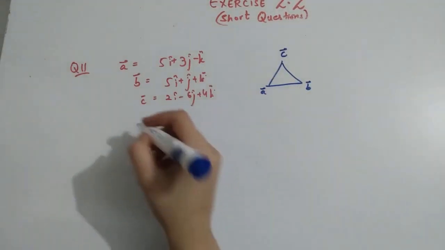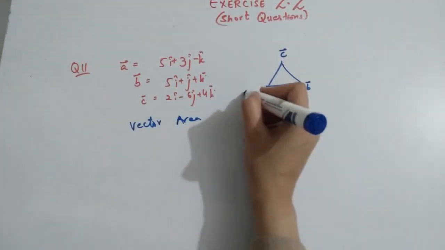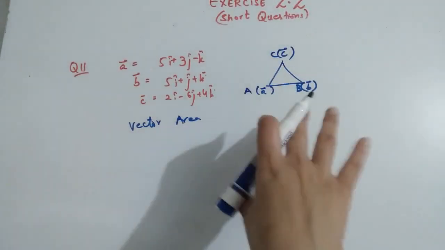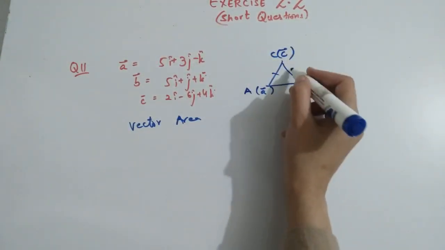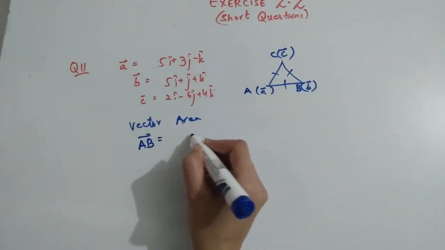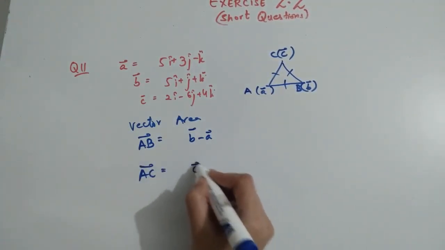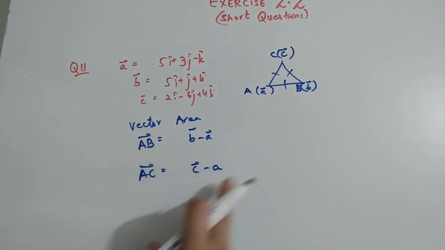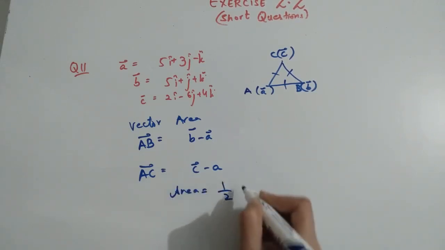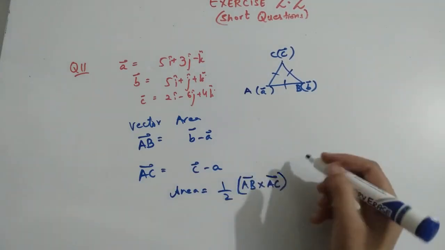Also in question number 11 you have to find the vector area of a triangle where A, B, C are the position vectors of A, B and C. These are the position vectors, so these are actually the vertices. So to find the sides of triangle you have to find AB, which is equal to OB minus OA or B minus A. Okay, and AC equal to OC minus OA or C minus A. After finding the answer you will put the formula area of triangle equals half times AB cross AC. You will not find the magnitude because it's a vector area.